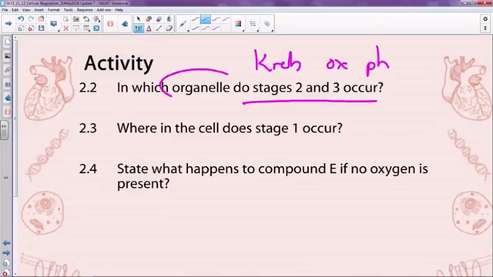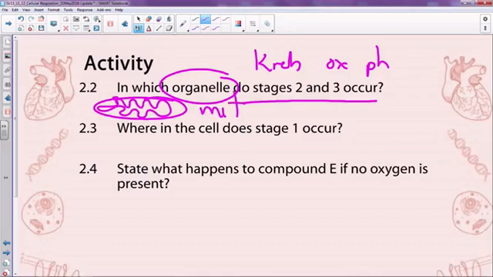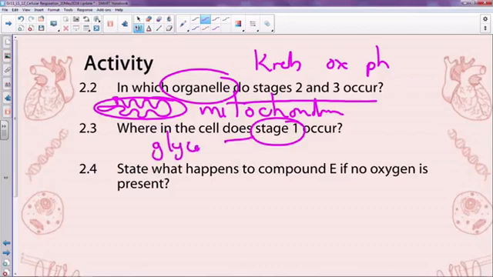And both of these occur in the mitochondria, in the matrix of the mitochondria. So it occurs in the mitochondria, unlike glycolysis, which occurs in the cytoplasm. Where does stage 1 occur? In order for us to understand this, we've got to know that stage 1 is glycolysis, and that would occur in the cytoplasm of the cell, in which the glucose is broken down.